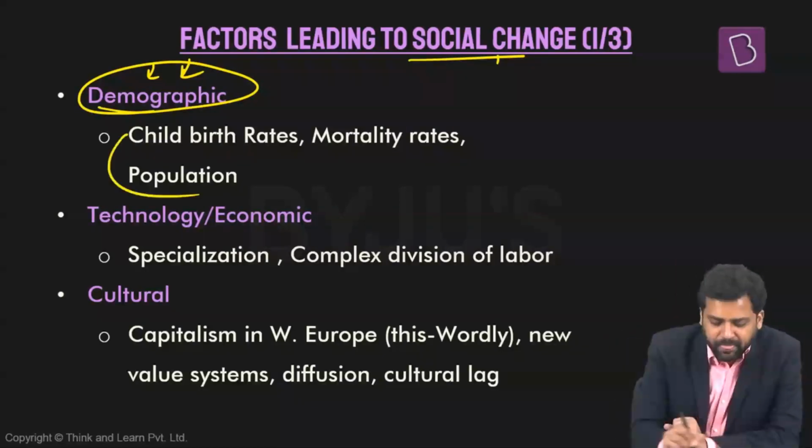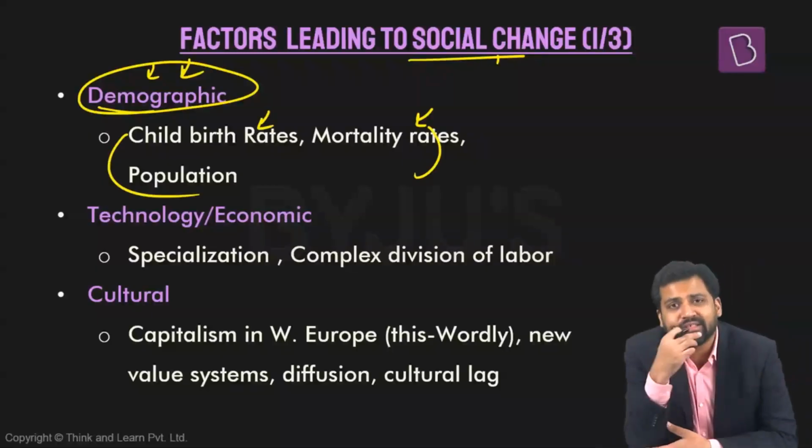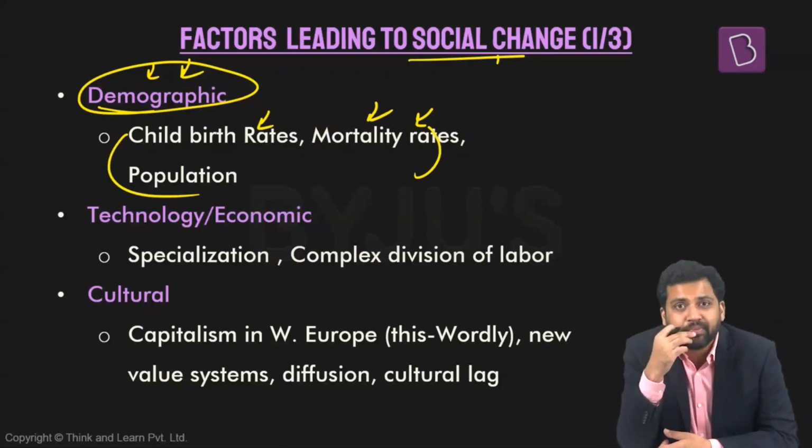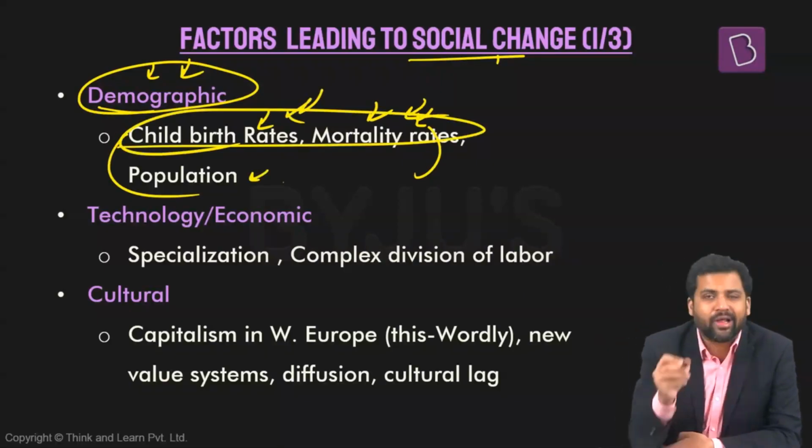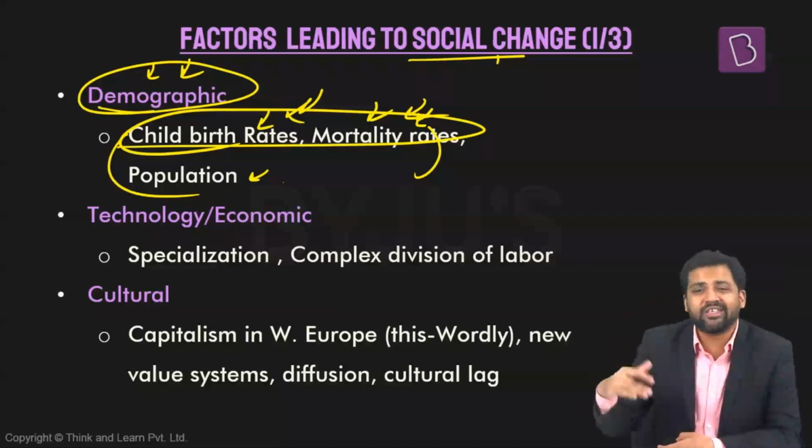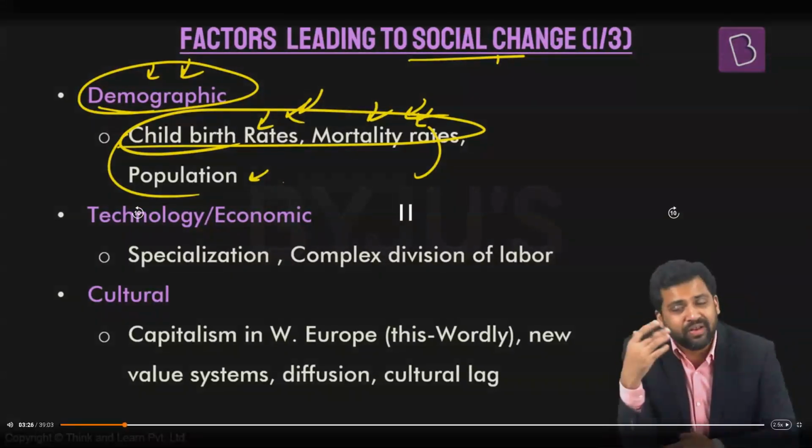But how does population change? Sometimes the child birth rate might increase. If the child birth rate is increasing massively, what will happen? The population will grow exponentially. Sometimes mortality rates might increase. If mortality rates increase, the population growth rate will decrease. So population growth rate will be dependent on child birth rate and mortality rates. And if population growth increases massively, or decreases, or stabilizes, it will have a bearing on the society. Social structures will vary according to that.